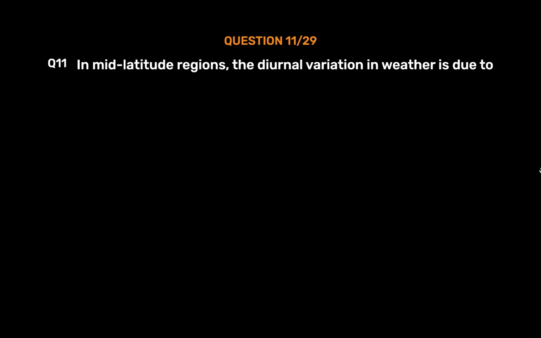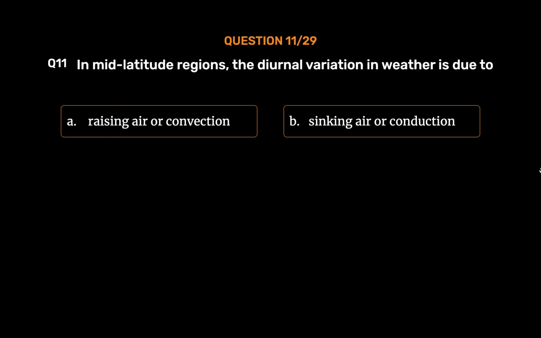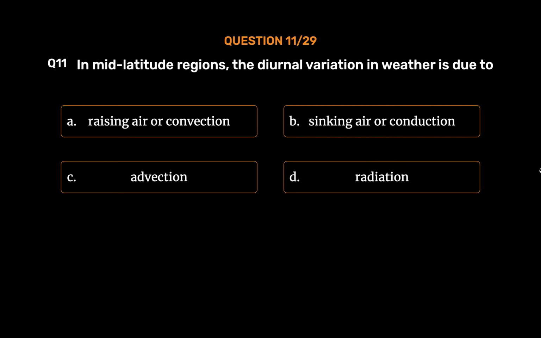Question number 11. In mid-latitude regions, the diurnal variation in weather is due to Option A. Raising air or convection. Option B. Sinking air or conduction. Option C. Advection. Option D. Radiation. The correct answer is Option C.